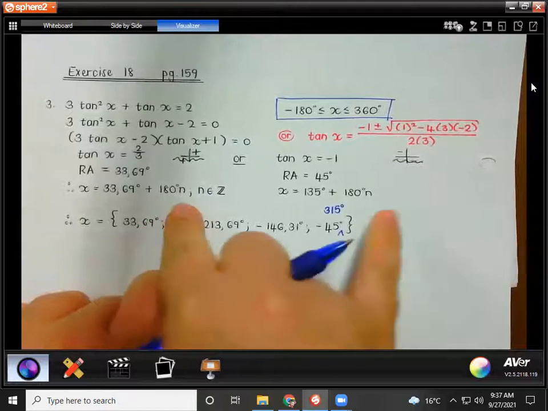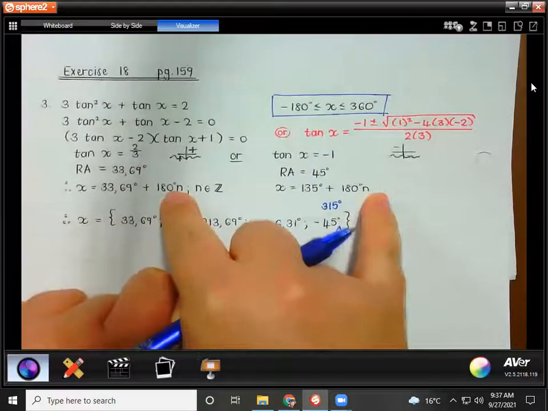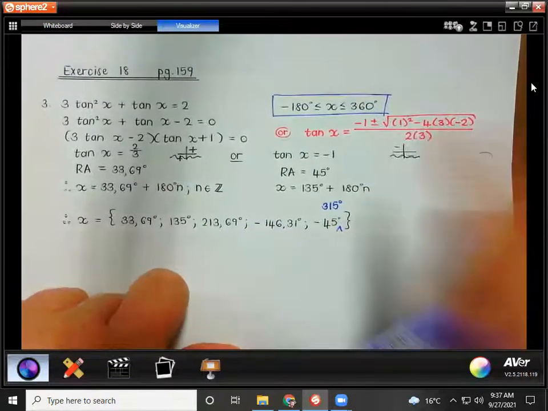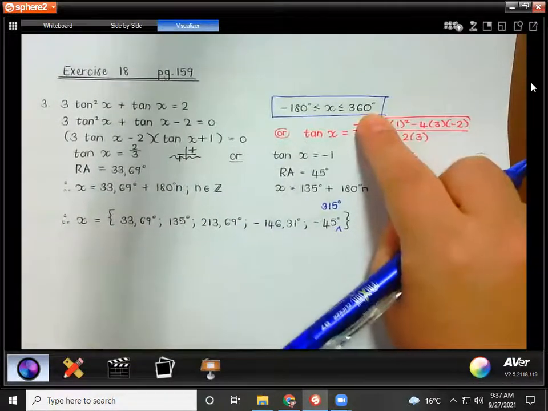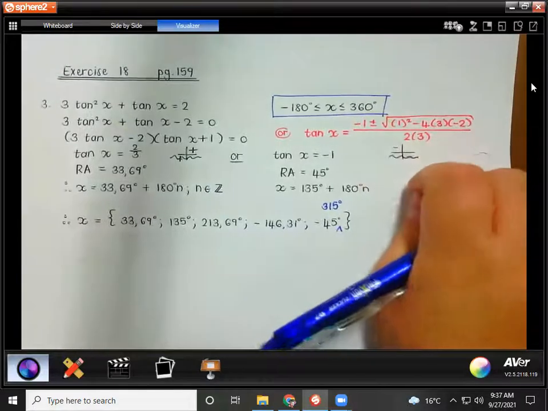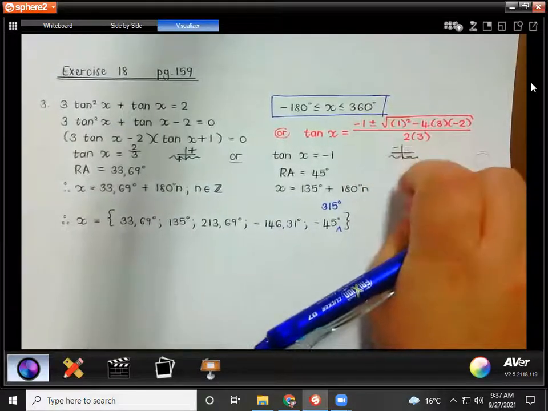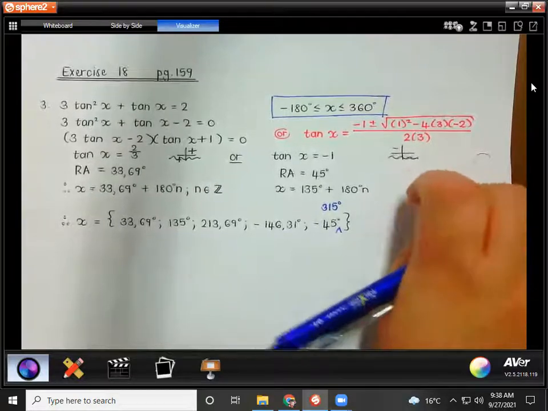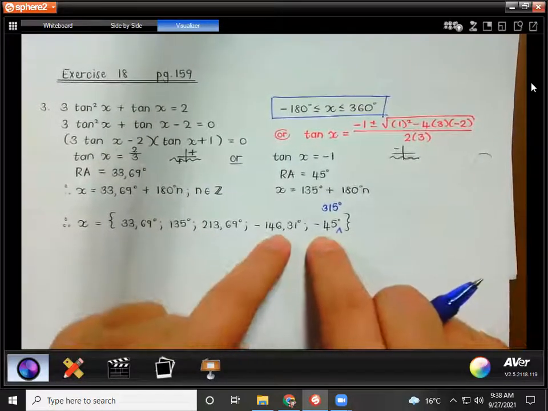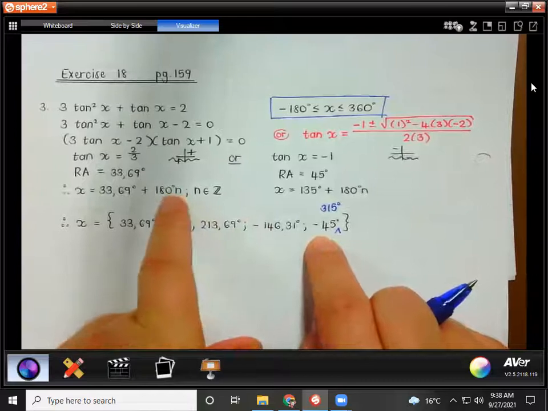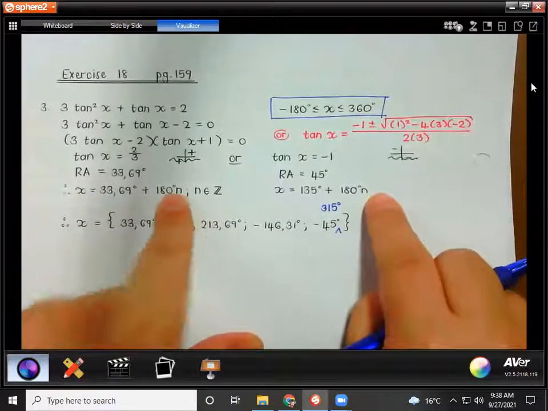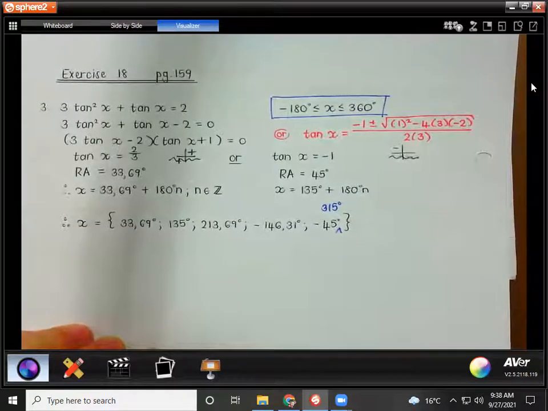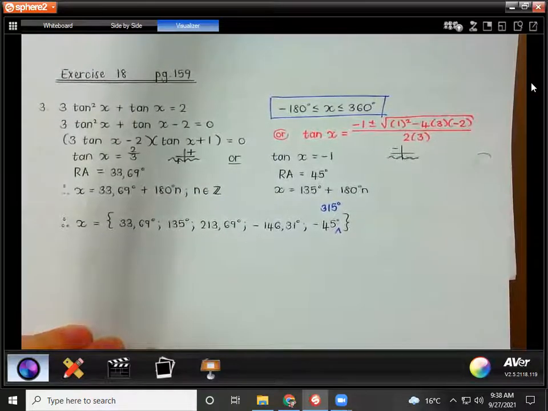If you make n equal to 2, you're going to add 360 to these values both times. So that will give you numbers that are too big. So n equals 2 will give you values that are outside of the boundaries that they gave you. Then you go backwards. -1 is how I got those two values. If I made n equal to -1 there and n equal to -1 there, and then if you make n equal to -2, again, you'll be outside of your boundaries.